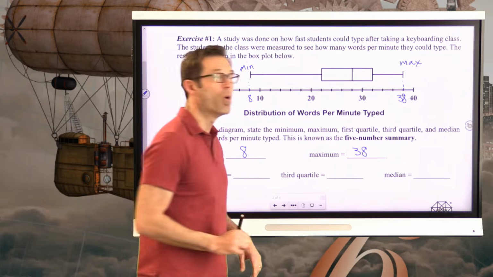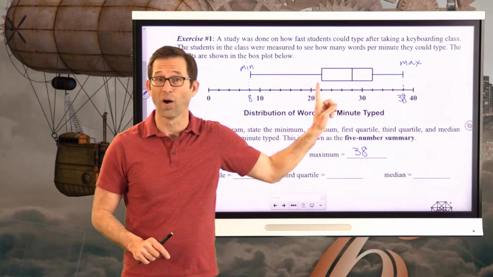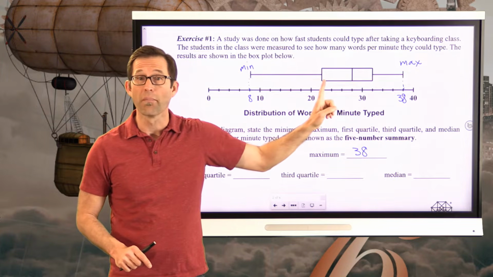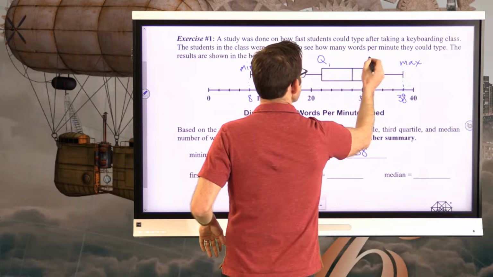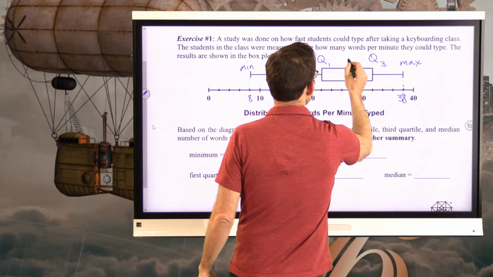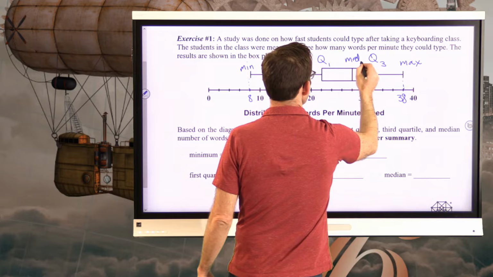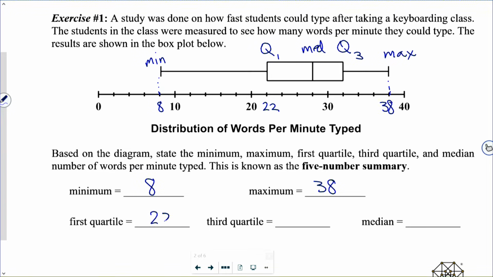All right. So the first quartile, the third quartile, and the median. Well, those are all about the box itself. Where the box begins is our first quartile value. Where the box ends is our third quartile value. And the line that's right in the middle of the box is our median value. So our first quartile value is 22. Our third quartile value is 32. And our median value is right there at 28.